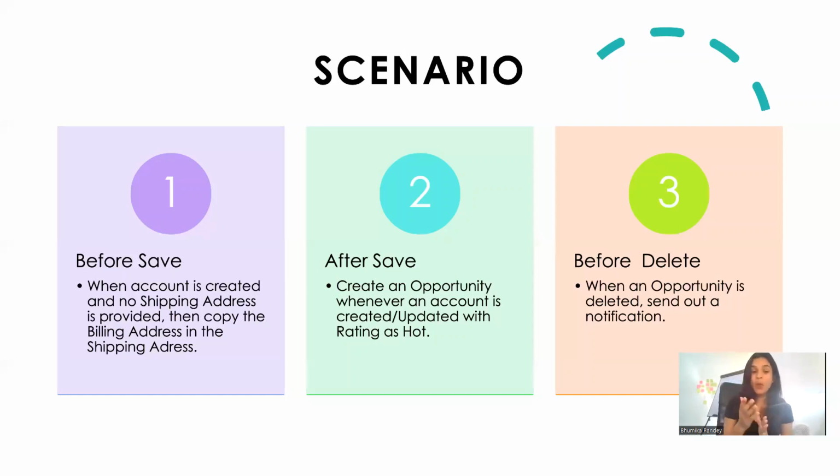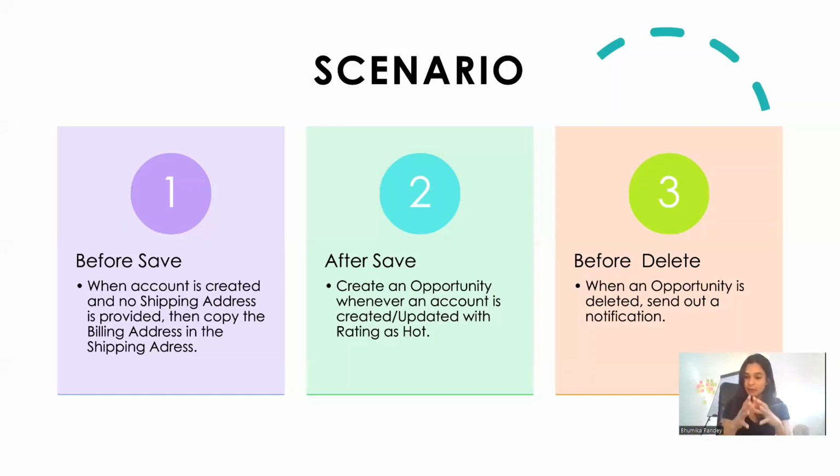For example, let's say when an account is created, you want to send out some notification, or you want to create an opportunity, or an associated contact. That is called cross object implementation. In those cases, you can select the after event.